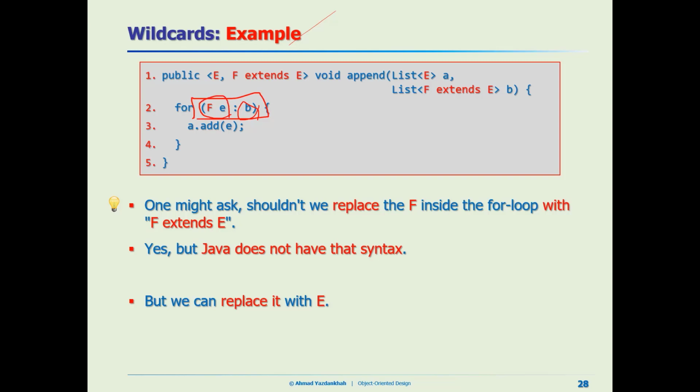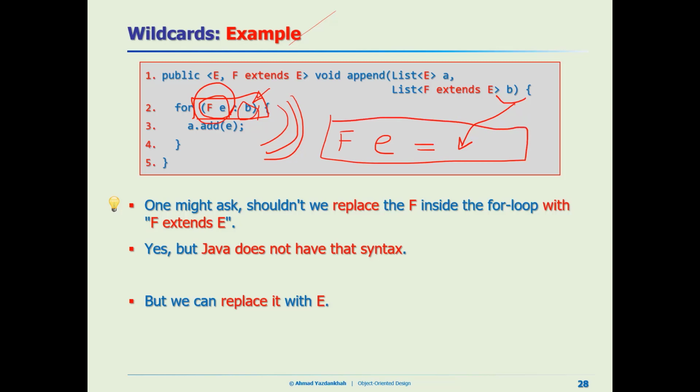Okay, and so in each iteration in this for loop, what would happen? One element of this list will be assigned to this variable. So f equal to e will be equal to one element of this guy, right? And since this is an assignment, a very simple assignment, we know that we can have a polymorphic assignment here.